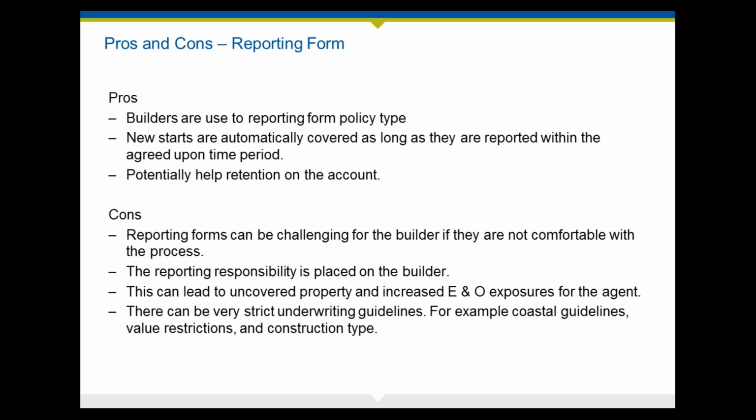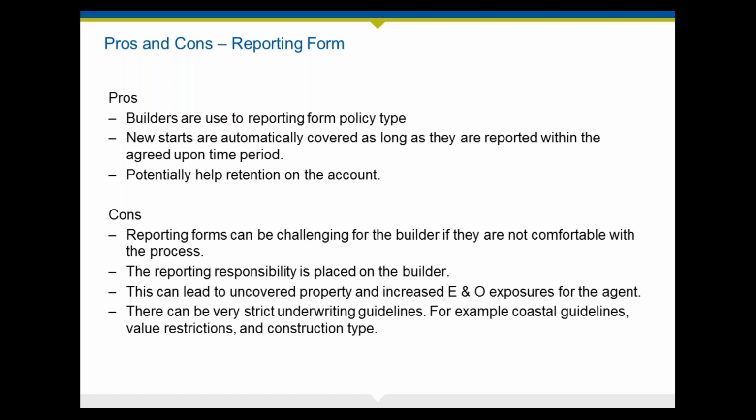Reporting form. Sometimes I hear, well, the builder has always been on a reporting form. It's been that way for years. They're comfortable with the reporting form concept and the process. So that's where they want to stay. All right, fair enough, if that's what they understand.